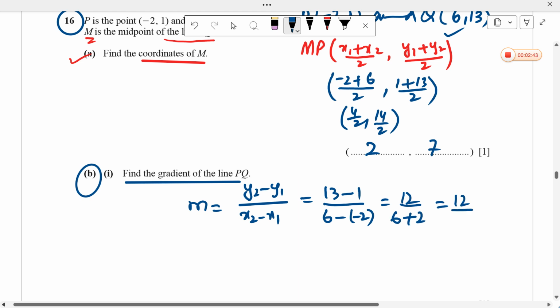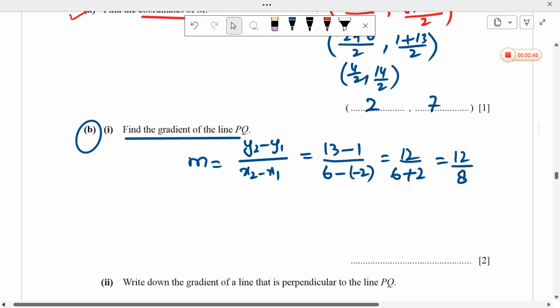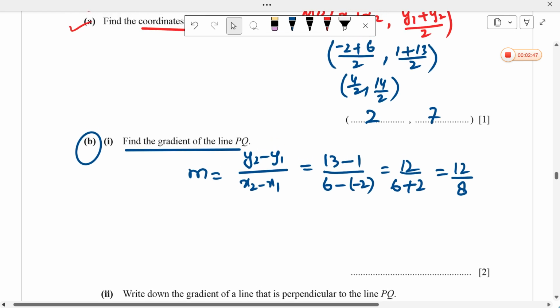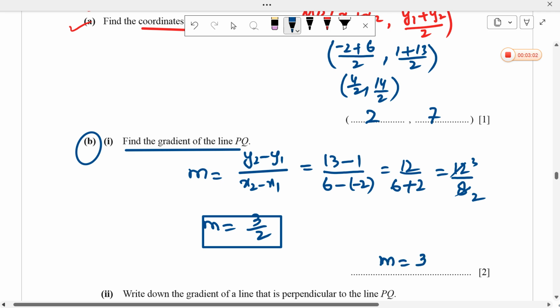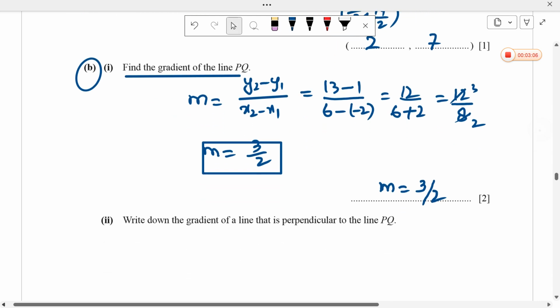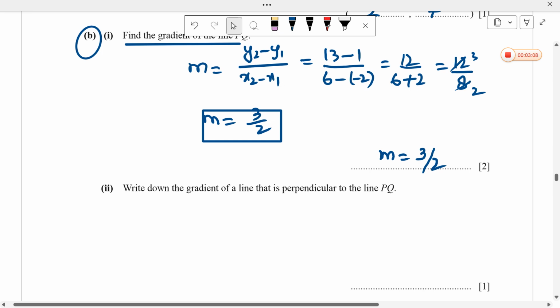Now 12 upon 8. 12 upon 8 means you have to cancel out: 4 multiplied by 2 and 4 multiplied by 3. Now the gradient m is equal to 3 upon 2. The answer is m is equal to 3 upon 2. Is that clear?